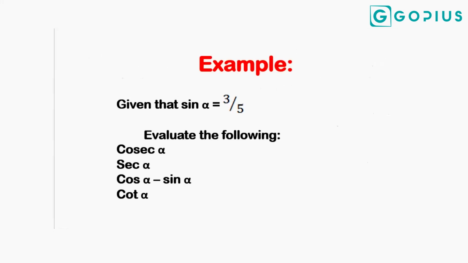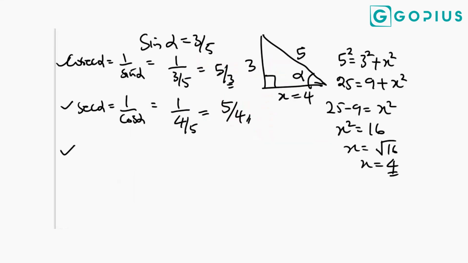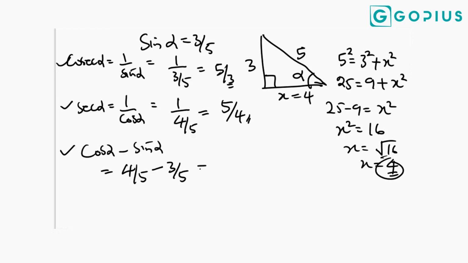The third, we were asked to evaluate cos alpha minus sine alpha. Cos alpha is the ratio of the adjacent to the hypotenuse. The adjacent from Pythagoras theorem we got as 4. So cos alpha is 4 over 5, minus sine alpha, which is 3 over 5 from the original equation. Since the denominators are the same, we just subtract the numerators. 4 minus 3 gives us 1 over 5. That is the value for cos alpha minus sine alpha.